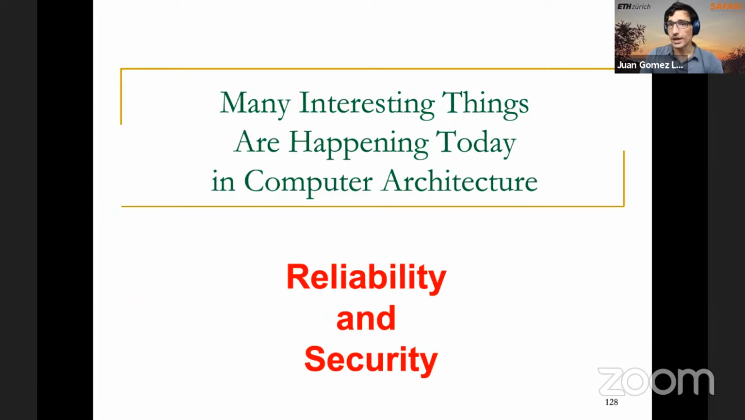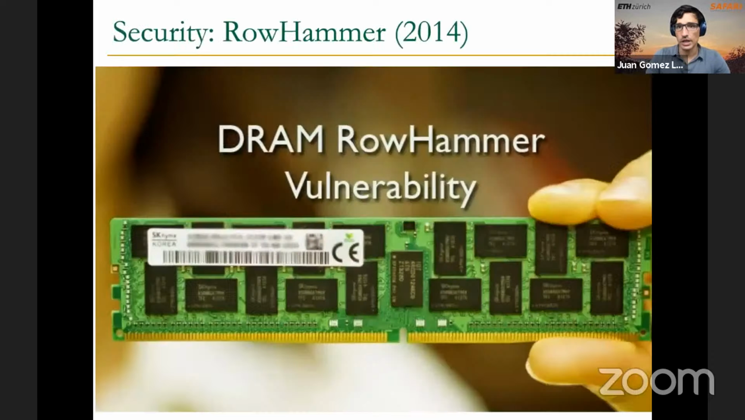But many more things are still happening. Many more interesting things are still happening in computer architecture. Other important goals, security and reliability. And this takes us to talk about the RowHammer phenomenon that you for sure are already familiar with.